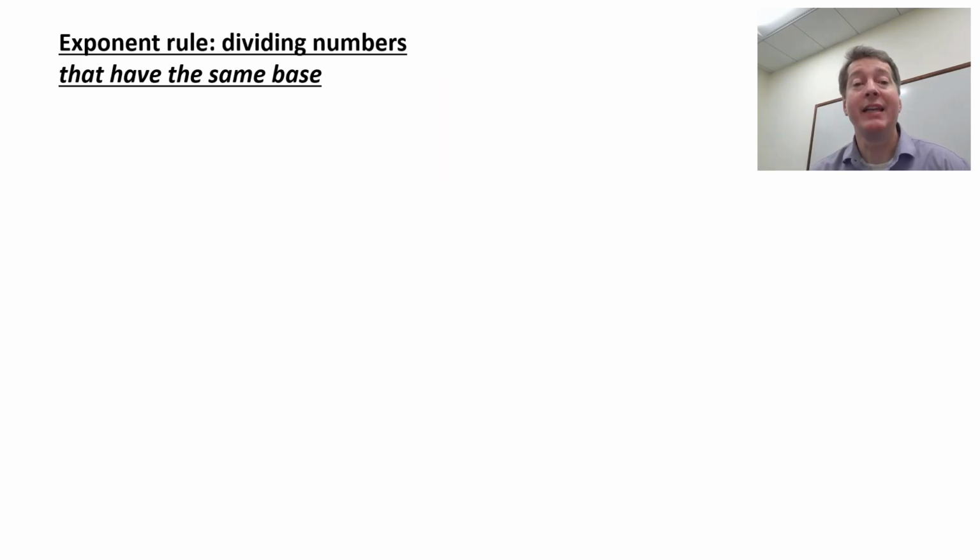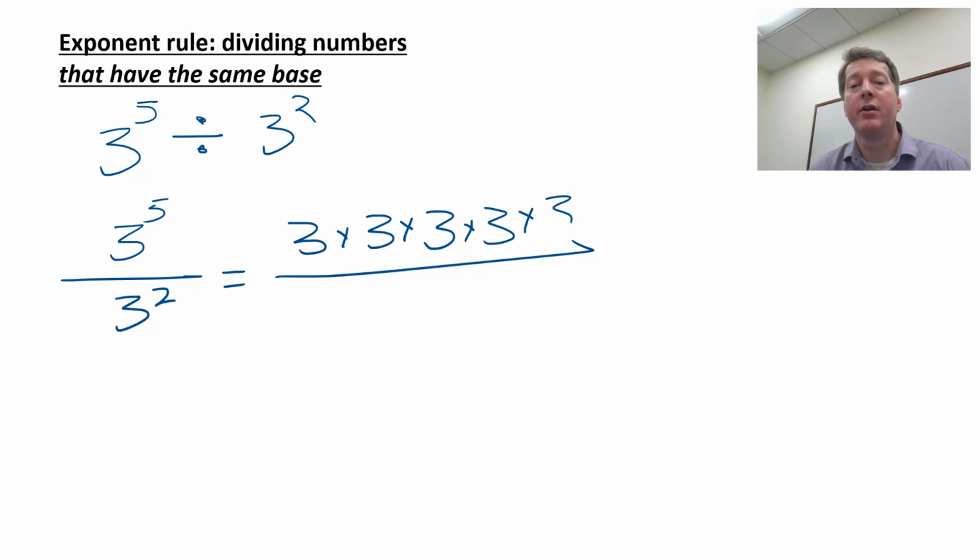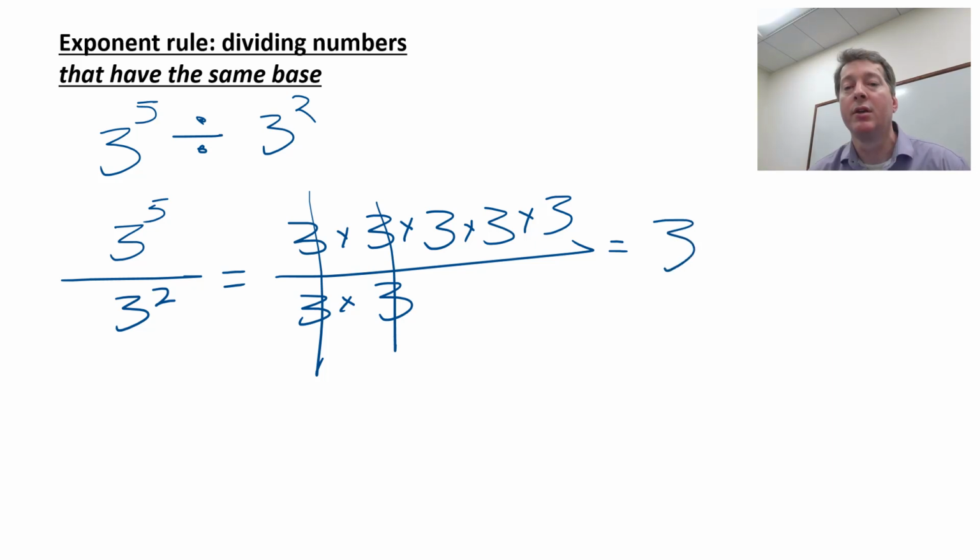How about dividing numbers that have the same base? So suppose I had 3 to the 5th divided by 3 squared. That's the same thing as 3 to the 5th over 3 squared. What's that? Well, in the numerator, I have 3 times itself 5 times, and in the denominator, I just have 3 times itself twice. So what do I do? I can cancel two 3's on the top, two 3's on the bottom. I'm left with 3 to the third.